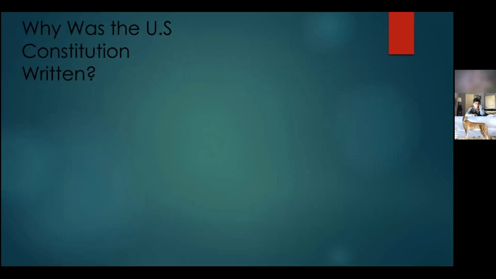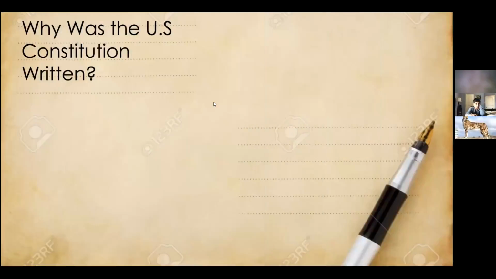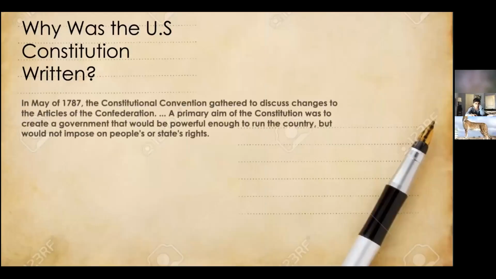Why was the U.S. Constitution written? In May of 1787, the Constitutional Convention gathered to discuss changes to the Articles of the Confederation. A primary aim of the Constitution was to create a government that would be powerful enough to run the country, but would not impose on people or states' rights.